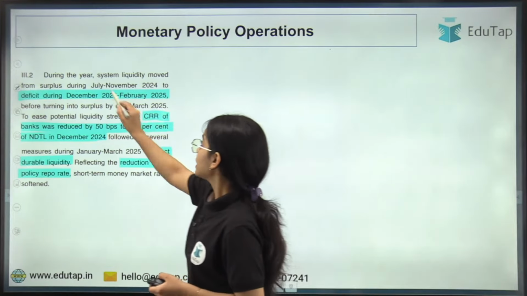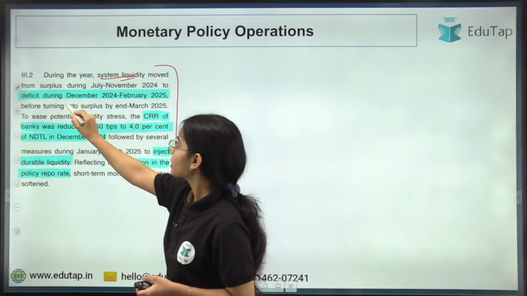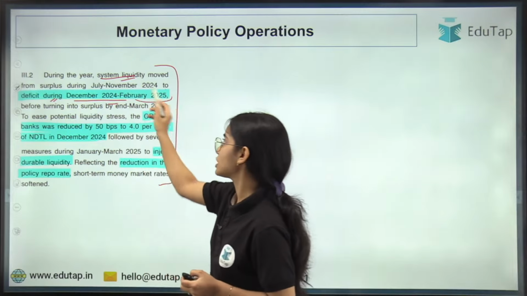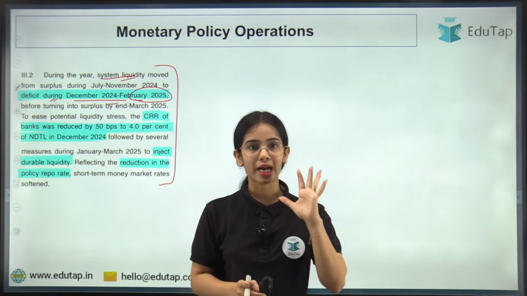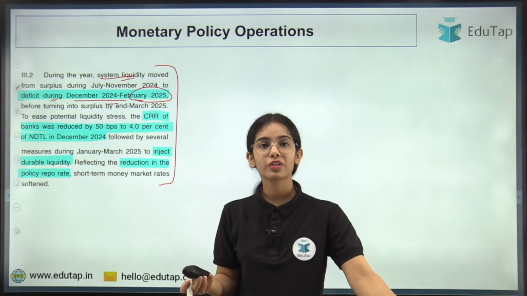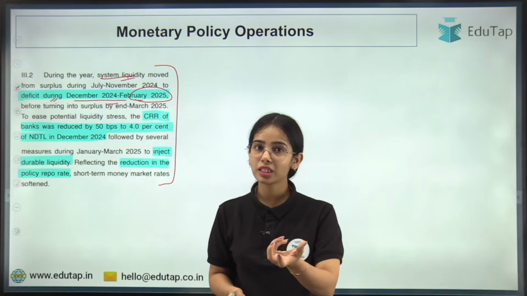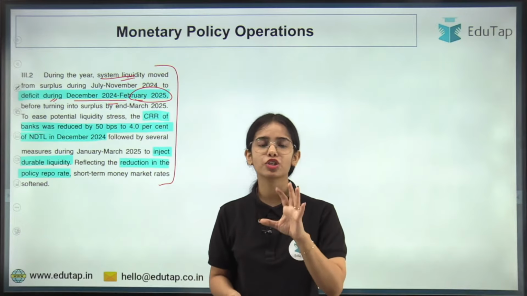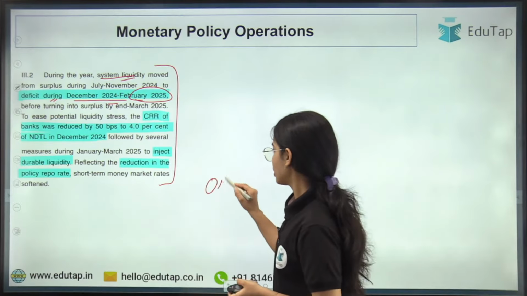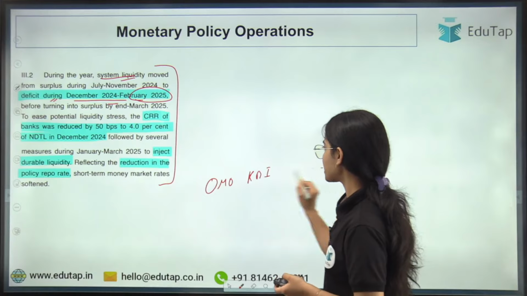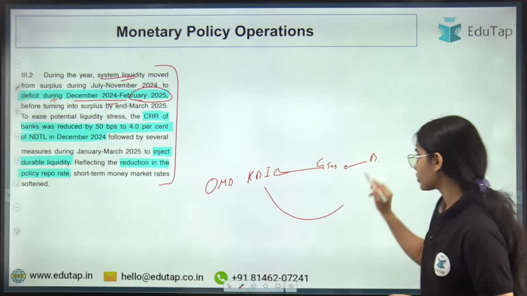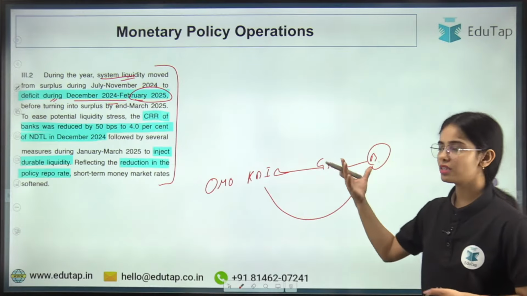Next, during the year, system liquidity moved. See what happened: a deficit happened. The money supply was in deficit during December 2024 to February 2025. There was not enough money supply in the country, so the RBI had to inject liquidity. The RBI undertook various measures to inject liquidity into the economy, such as open market operations, where the RBI purchased government securities from the banks, and for the purchase of government securities, the RBI provided huge money to the banks.